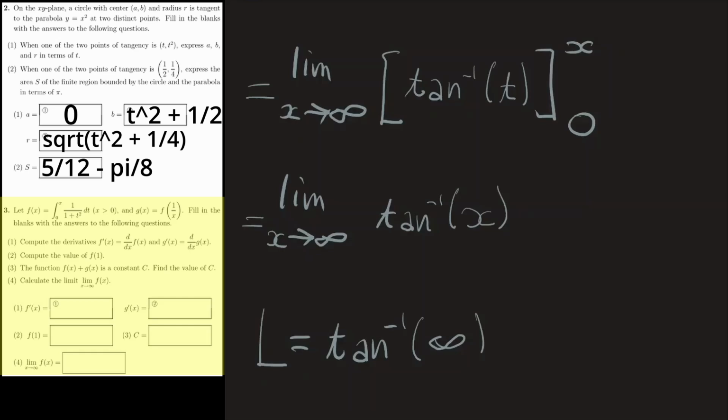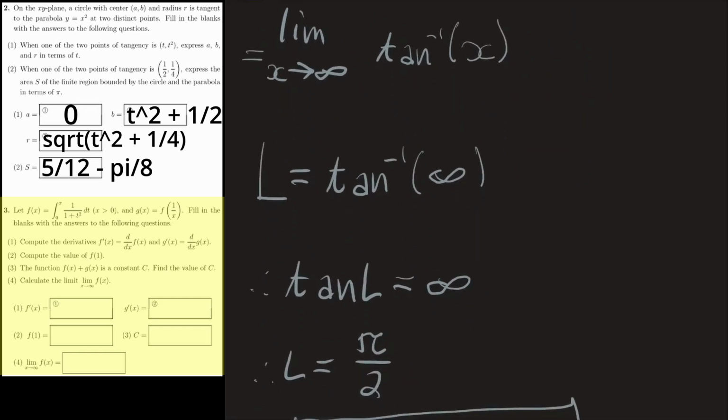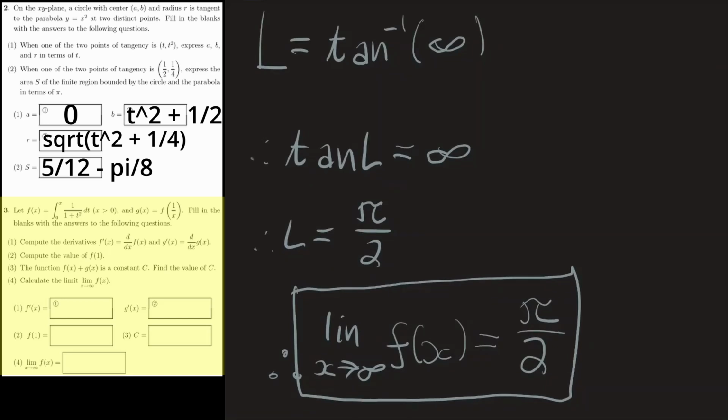So if L equals the inverse tangent of infinity, then tangent of L equals infinity. And tangent becomes infinitely big as the angle approaches pi over 2. So therefore, L equals pi over 2, and so the limit as x approaches infinity of f of x equals pi over 2, and that is the final answer.